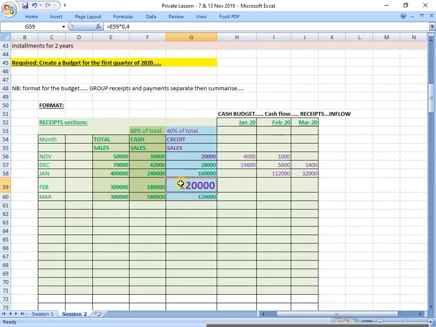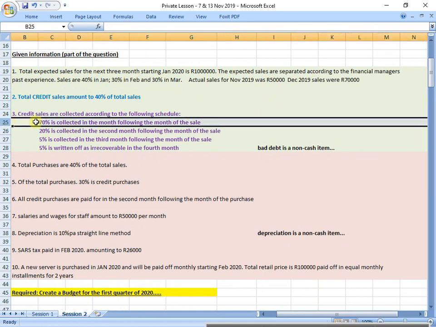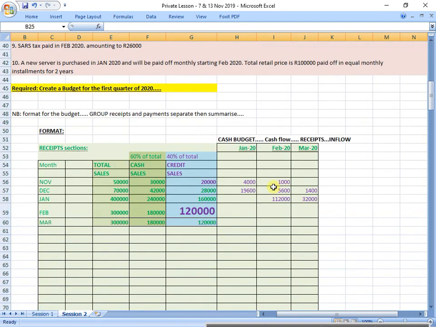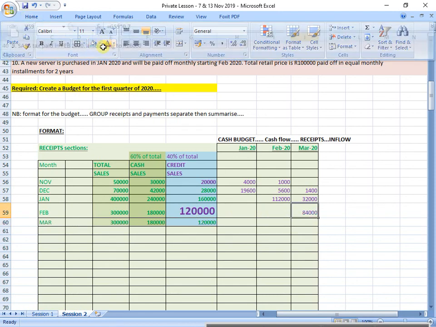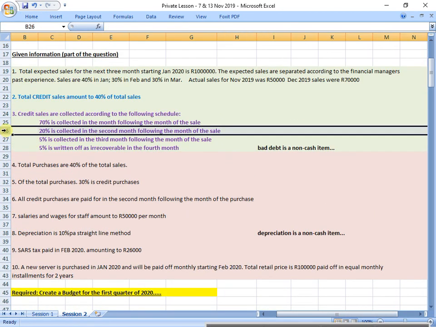If I've sold 120,000 in February on credit, when do I start collecting? 70% is collected in the month following the month of the sale. If the month of the sale is February, when do I collect? March. Is March part of the budget? Yes. 70% collected there in March. Okay, I'm still looking at Feb. 20% is collected in the second month following the month of sale. So what's the second month following Feb?